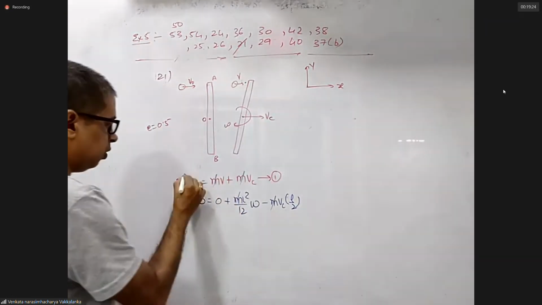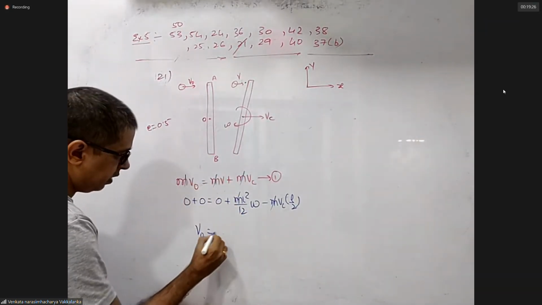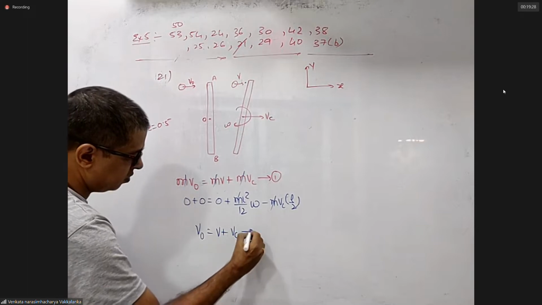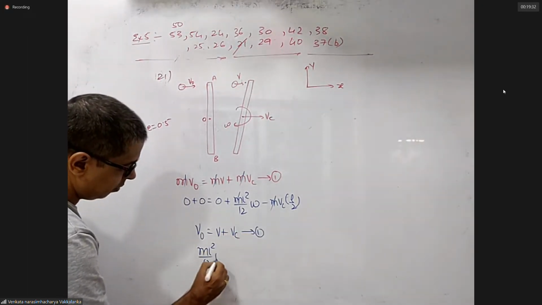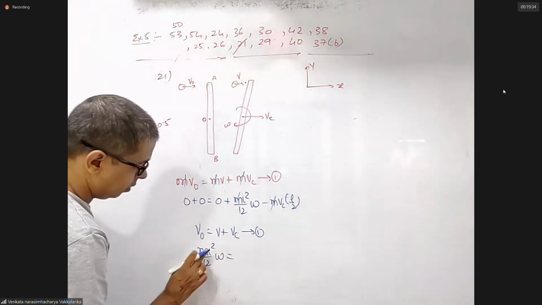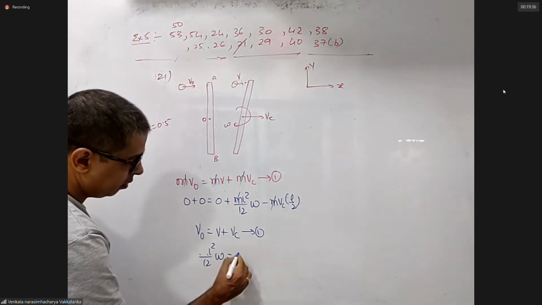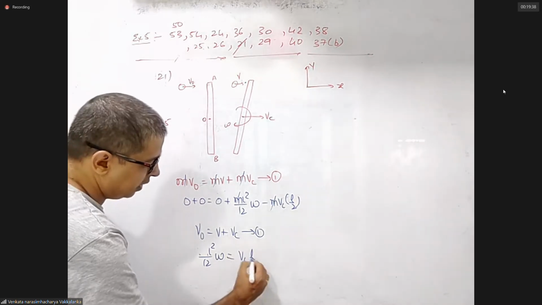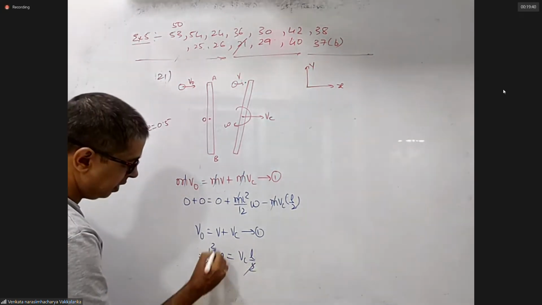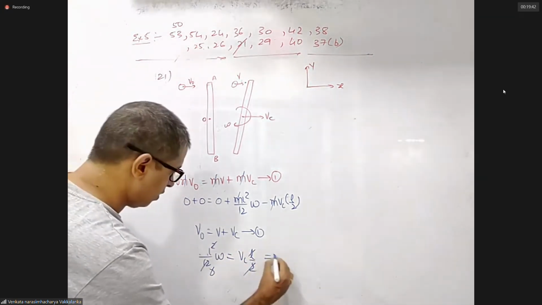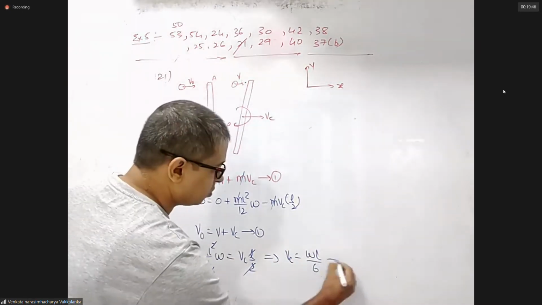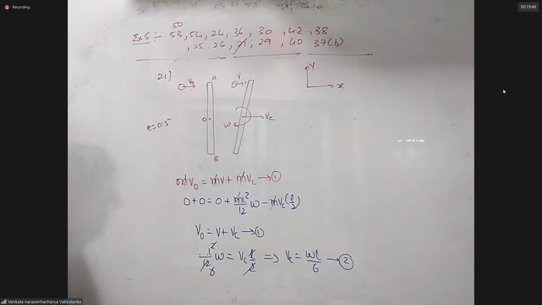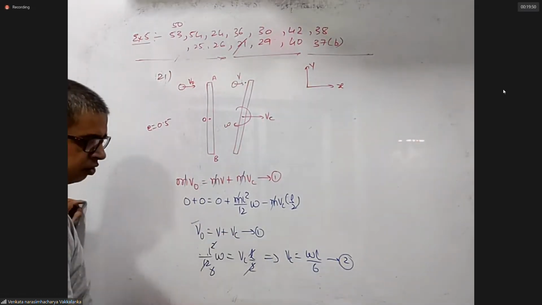m and m will go. First equation: V naught is equal to V plus Vc. Second equation: m l squared by 12 into omega is equal to, m cancelled, Vc into L by 2. This will become 6, one L will cancel. That implies Vc is equal to omega L by 6. This is my second equation. Life actually becomes very simple with these two equations.